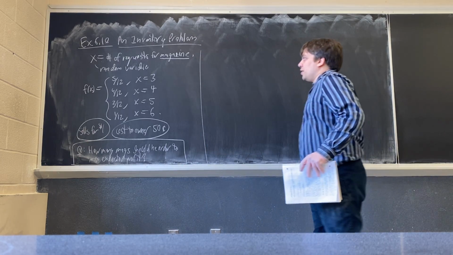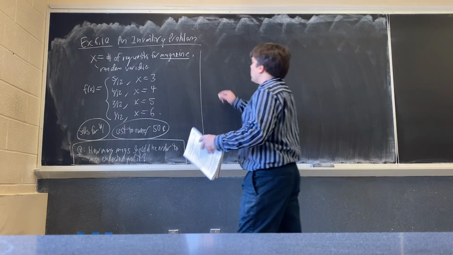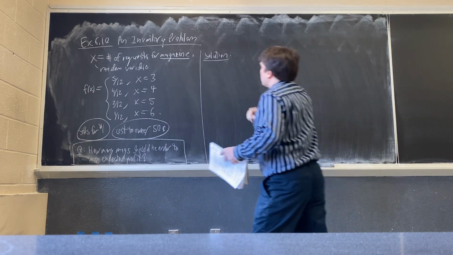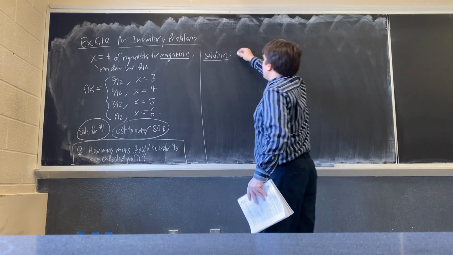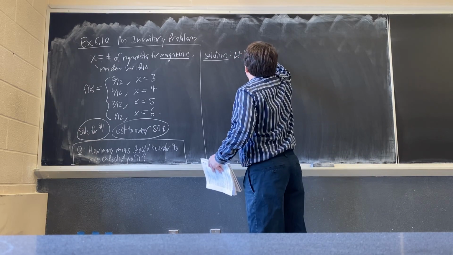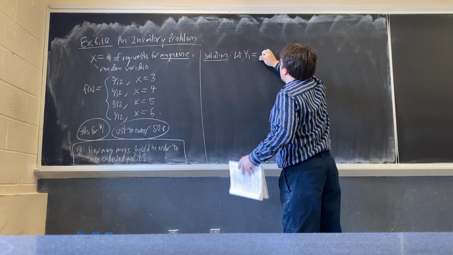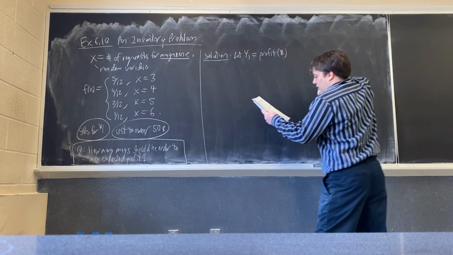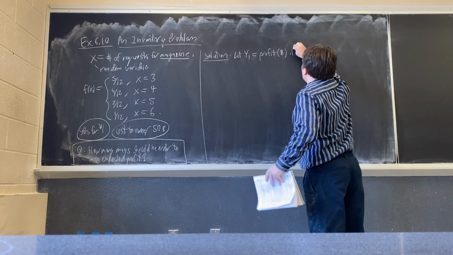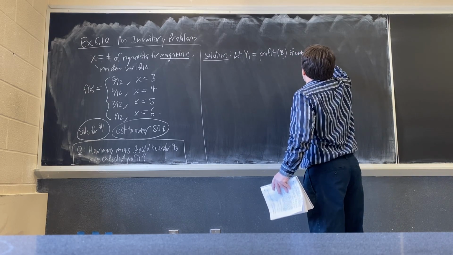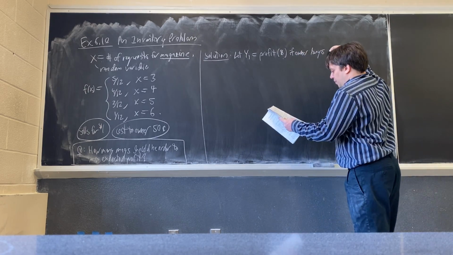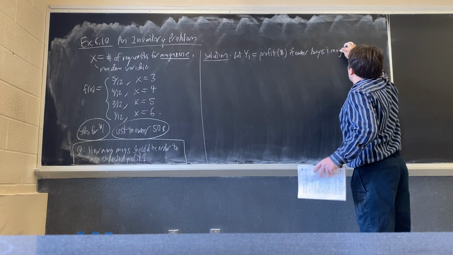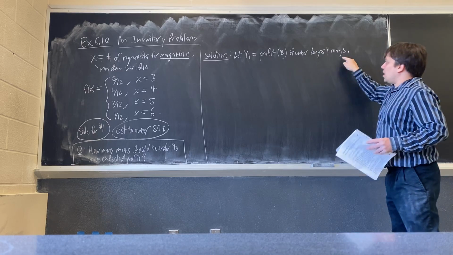Okay, so let's do that over here. A solution. I'm going to let y sub i equal the profit in dollars if the owner buys i magazines.